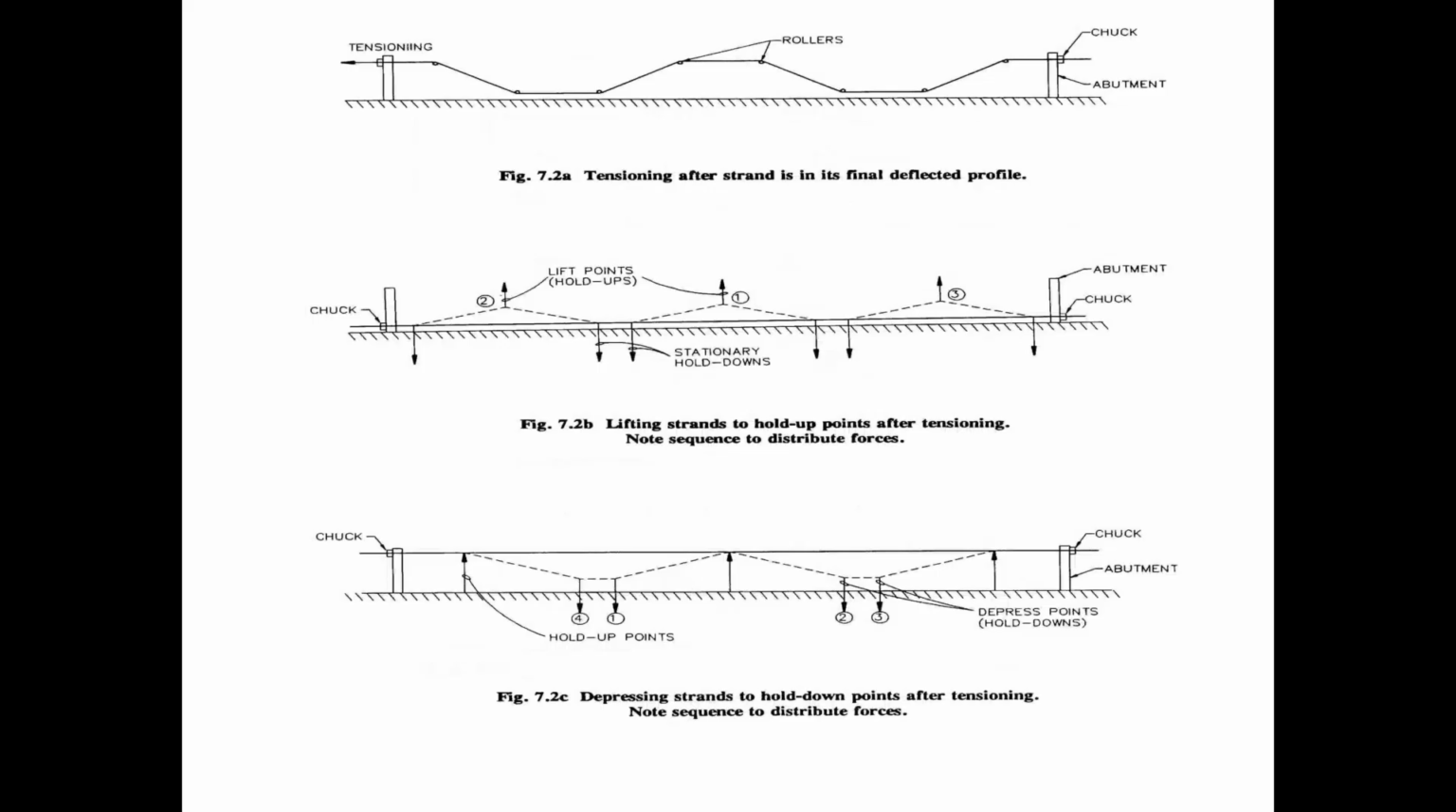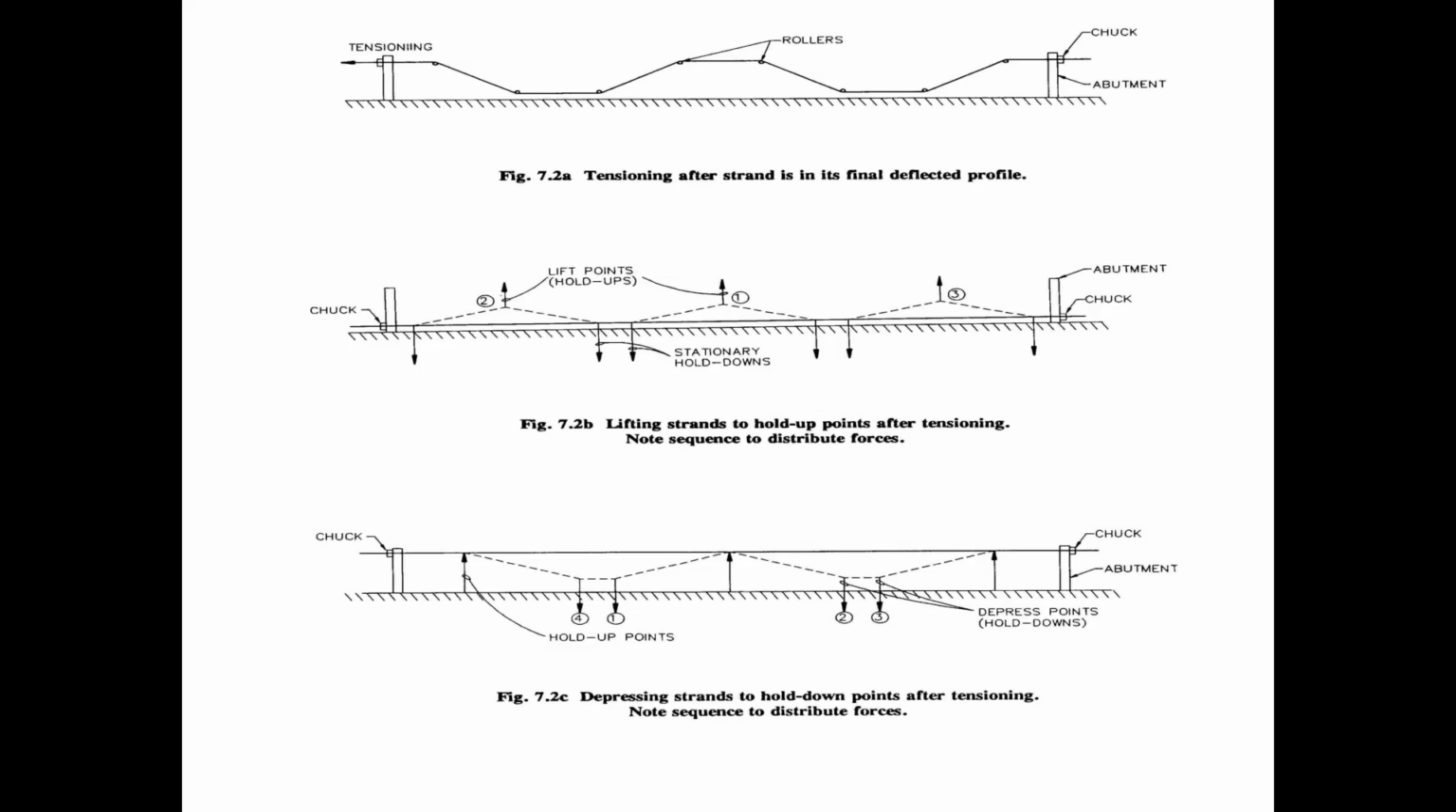In figure 7.2a, we are tensioning after the strand is in its final deflected position. So in this condition, we're going to string the strand along the length of the bed, string it over the hold up locations and under the hold down locations, and then we're going to tension the strand in that draped position. So notice that at each of our hold up and hold down locations, we have a little circle there that's labeled as a roller. So our hold up and hold down devices have rollers incorporated. That helps to minimize the friction that builds up at each of those deflection points.